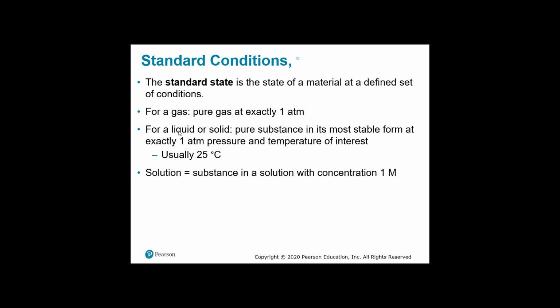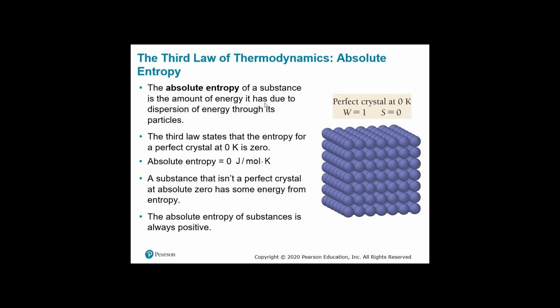So the first thing we need to do is understand standard state, and you should be familiar by now with this little dot that comes up. That means that there are standard conditions when trying to calculate a change. And in this case, for a gas, a pure gas is exactly at 1 atm, atmosphere. For a liquid or solid, it is a pure substance in its most stable form at exactly 1 atm pressure and a temperature of interest, which is usually 25 degrees Celsius. A solution is at a concentration of 1 molarity. So these are the standard state conditions, so this is more of a review.